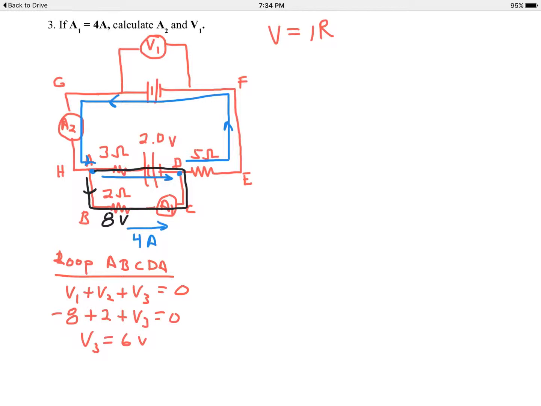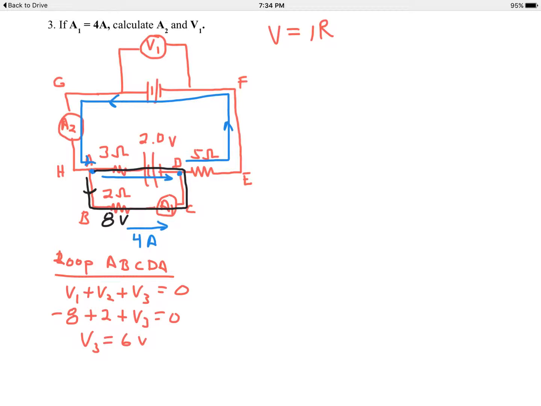So the 3 ohm resistor, you could almost look at this and say, oh, it's got to be 6 volts because the 6 plus the 2 equals the 8, and they're in parallel with the 8, even though you can't combine them like you combine resistors. So in other words, V3, the 3 ohm resistor, has a 6 volt potential difference.